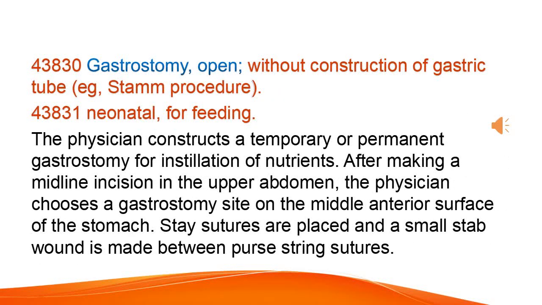Gastrostomy, open, without construction of gastric tube, e.g., Stamm procedure. Neonatal, for feeding. The physician constructs a temporary or permanent gastrostomy for installation of nutrients. After making a midline incision in the upper abdomen, the physician chooses a gastrostomy site on the middle anterior surface of the stomach. Stay sutures are placed and a small stab wound is made between purse string sutures.